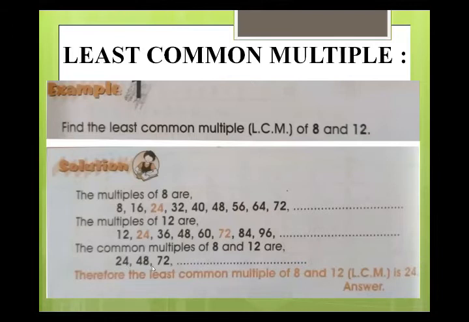Here you see that 24 is less than 48, and 24 is also less than 72. So the number 24 is smaller than both of these numbers. That's why we pick 24 as the least common multiple of 8 and 12. Hope you all understand this method very clearly.